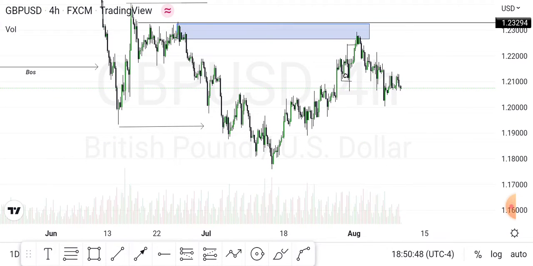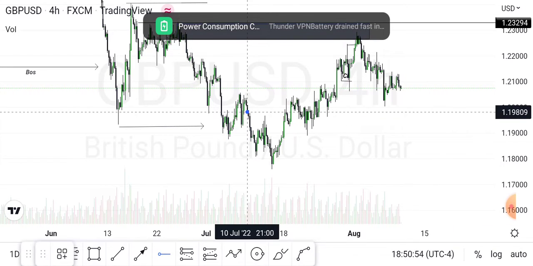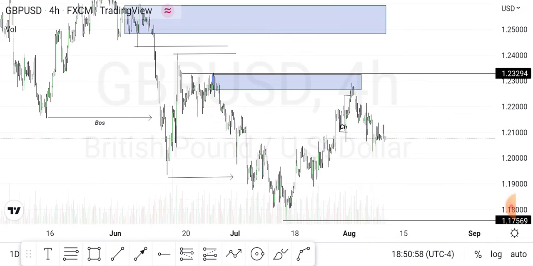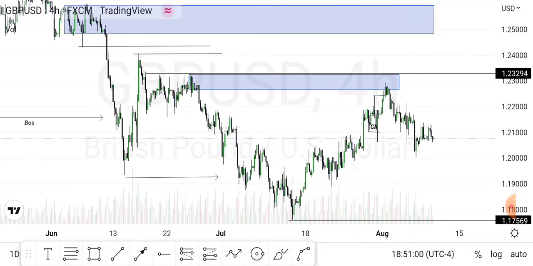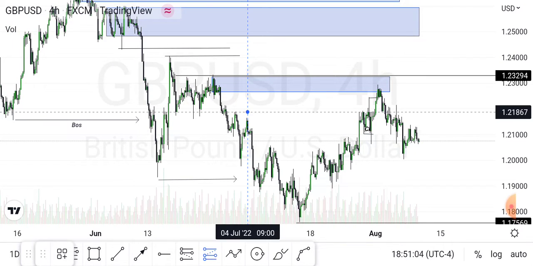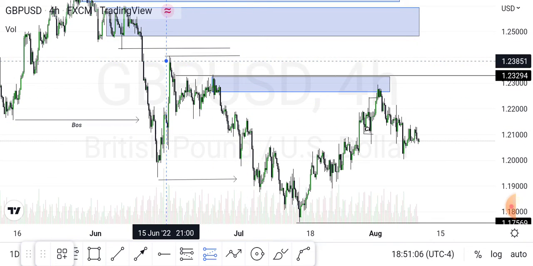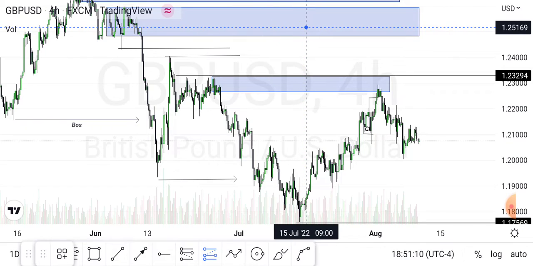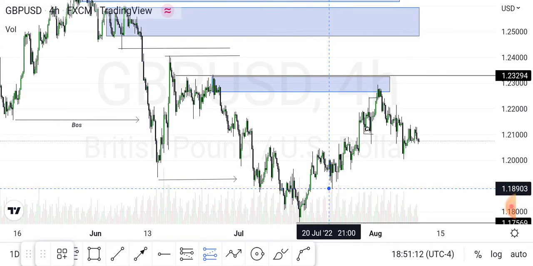So something like this might happen. GU might come and take out this low and continue going down. So it can still happen like that, but we should put it at the back of our mind. And whenever we see price approaching this level here, we have this imbalance that has to be filled up, and we have this other block that price might still come to expect and drive price down.